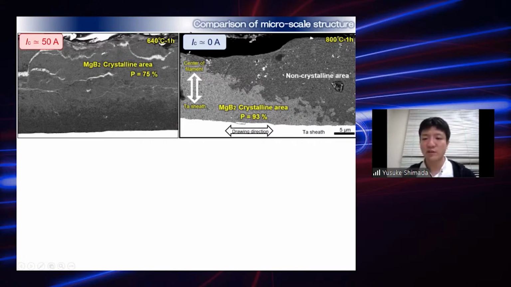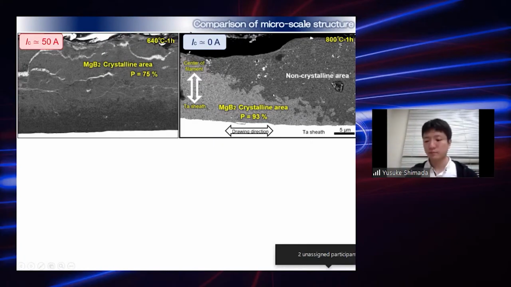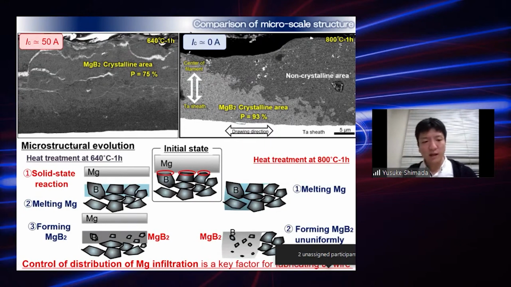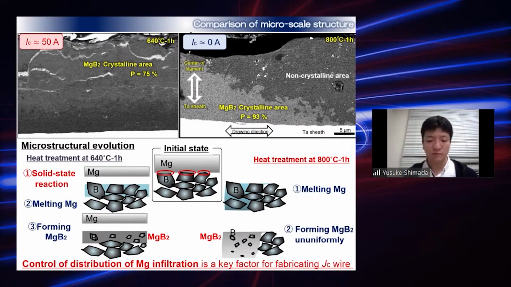this crystalline area and the non-crystalline area are distributed uniformly, and this MgB2 crystalline area is not connected along the transport direction. So from this result, we suggest a microstructure evolution, and the control of the distribution of magnesium infiltration is a key factor for fabricating high critical current MgB2 wires in such a method.